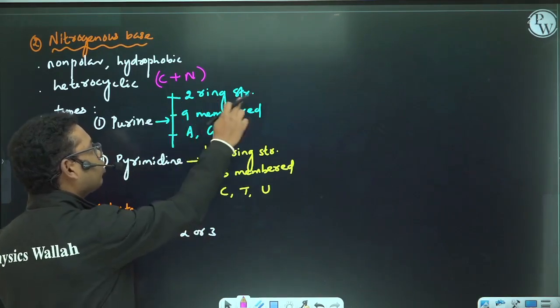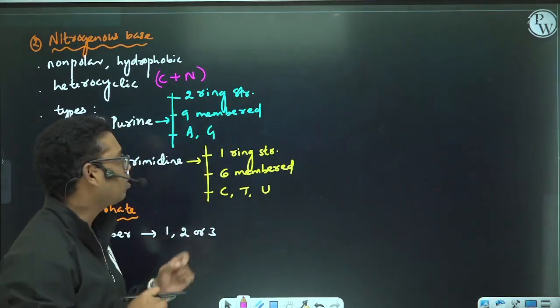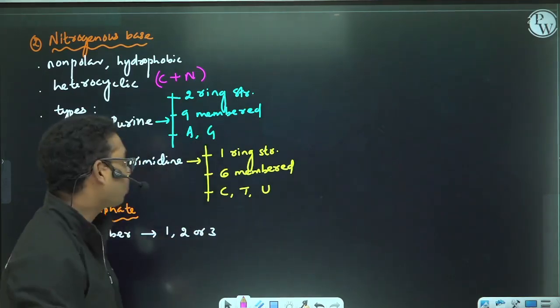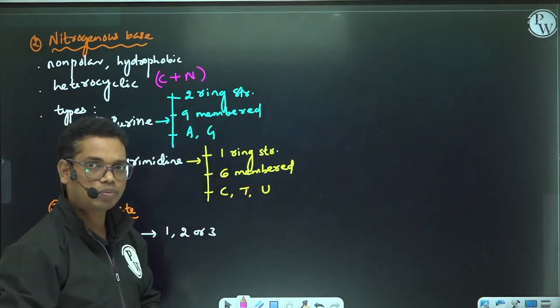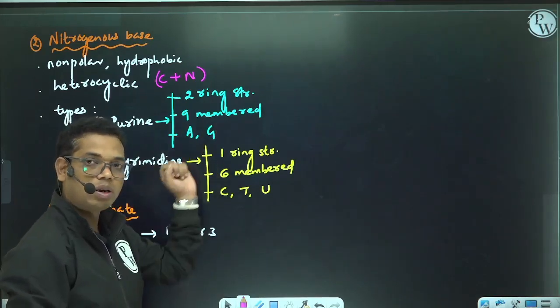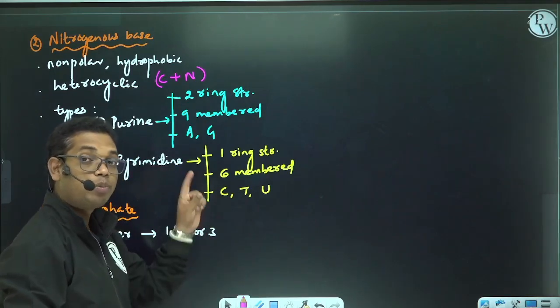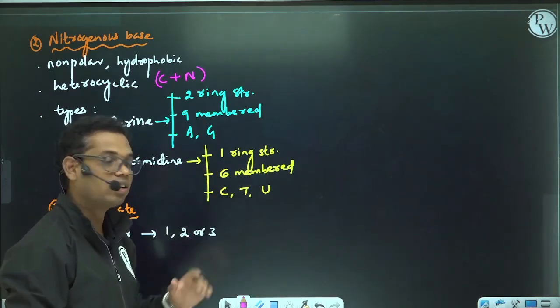It has a double ring structure, and that double ring structure contains 9 members. And in the pyrimidine, it has a single ring structure and it has 6 members. Purine is a double ring structure. Pyrimidine is a single ring structure. Purine has 9 members in its ring, whereas pyrimidine has 6 members in its ring.